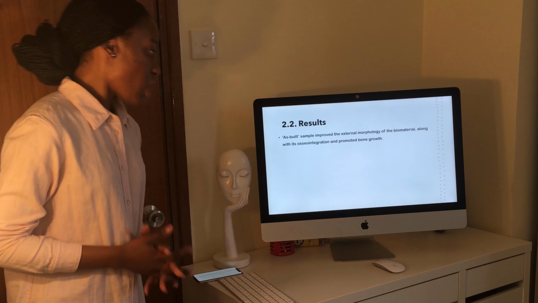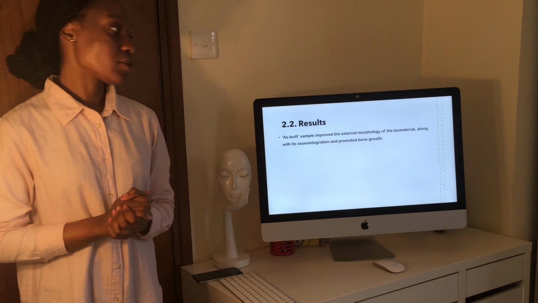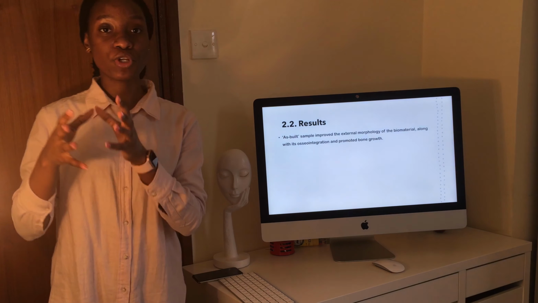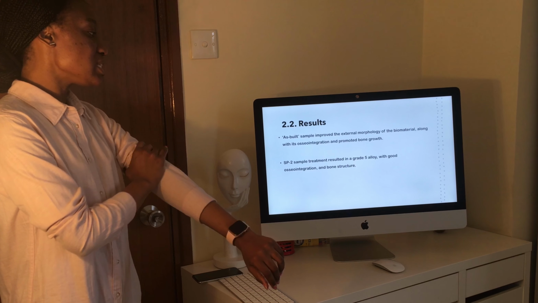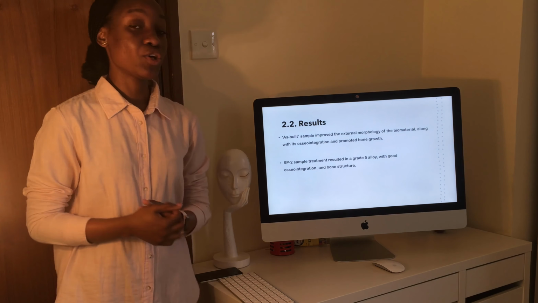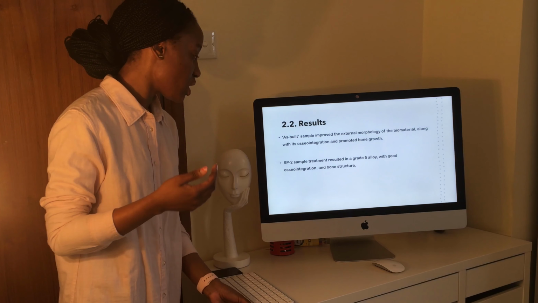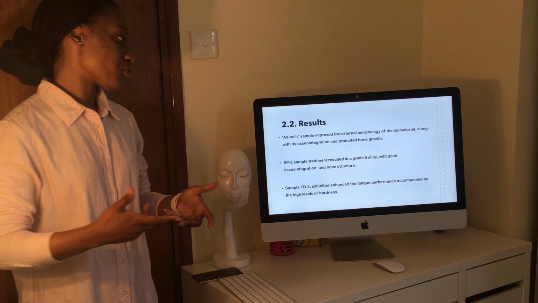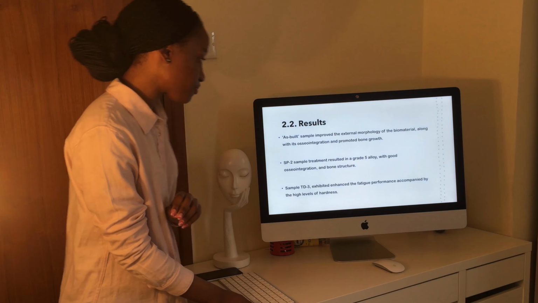Now, the results are that on the as-built sample, we can see that there was an external morphology of the biomaterial, which means that it promoted bone growth and osseointegration. Now, on the second specimen, we could also see a good bone integration, a bone structure, and good osseointegration. But the last sample enhanced the fatigue performance, accompanied by high levels of hardness of the element.